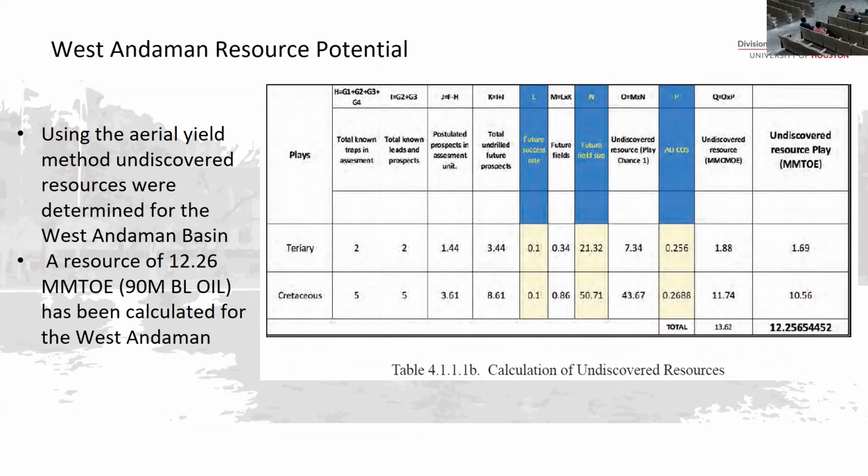And they came up with a value of 12.2 million metric tons of oil, which is equivalent to about 90 million barrels. But remember, that's a fairly small area. So the basin itself is quite vast. So I say there's still a lot of potential in there.